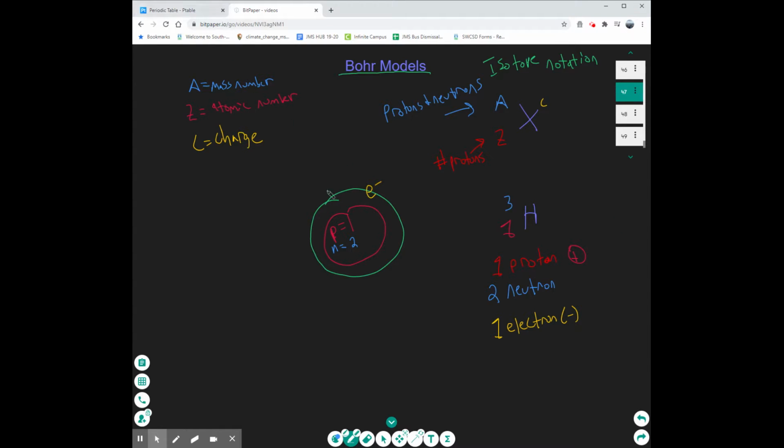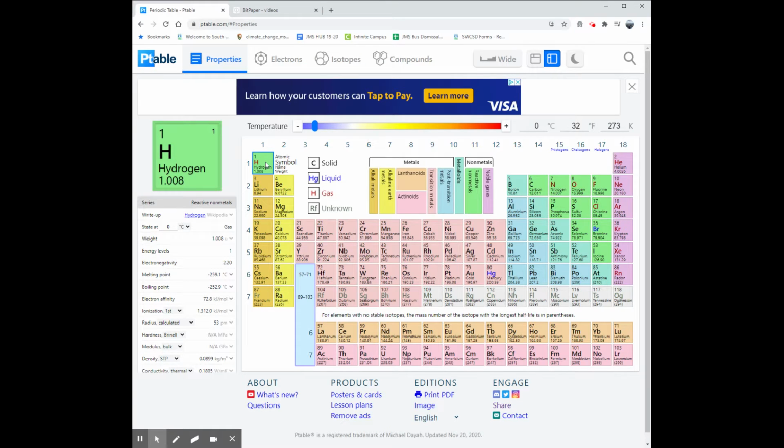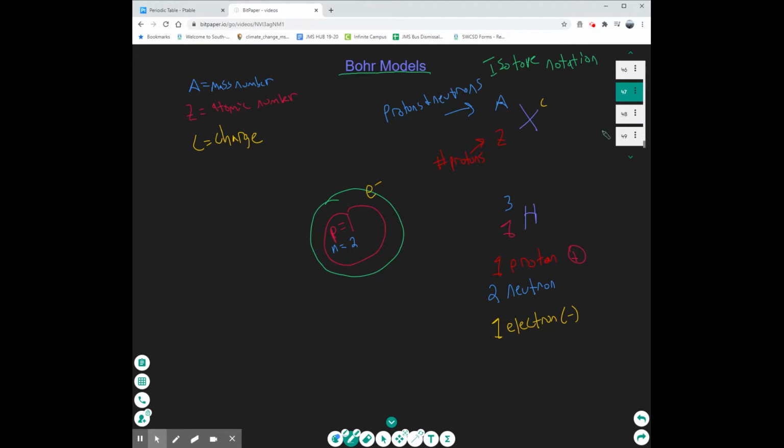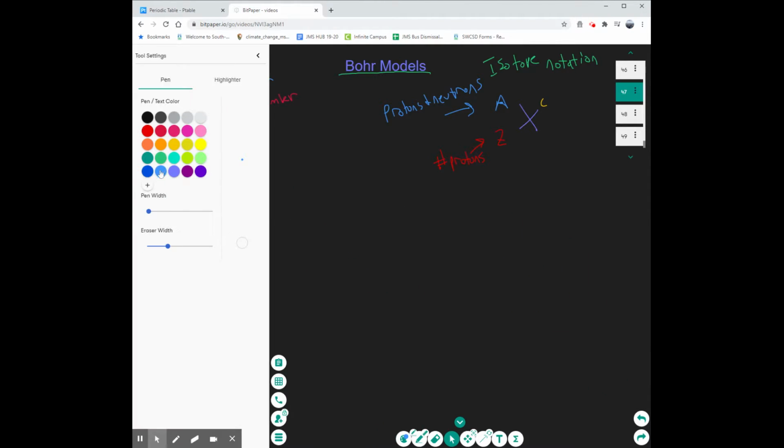So, how did I know to put one electron on this first shell? Great question. We know that this has one electron, right? And it has to go in that first shell. Now, let's talk about helium next, shall we? Okay, here we go. I'm just going to delete this, and then we'll talk about helium. Ready? Boom, boom. Okay, let's talk about helium.